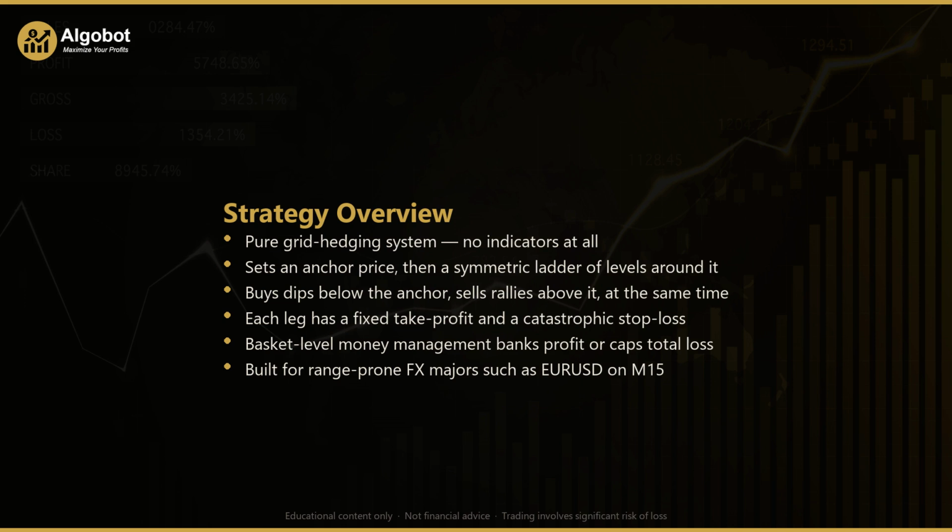When price drops down through a level below the anchor, it buys, expecting a bounce back toward the center. When price climbs up through a level above the anchor, it sells, expecting a drop back toward the center. Because price often oscillates inside a range, the system can hold buy positions below and sell positions above at the very same time. That simultaneous long and short exposure is what makes it a genuine hedge. The opposing positions net out a large part of the directional risk, while each individual leg tries to harvest the small swings between grid lines.